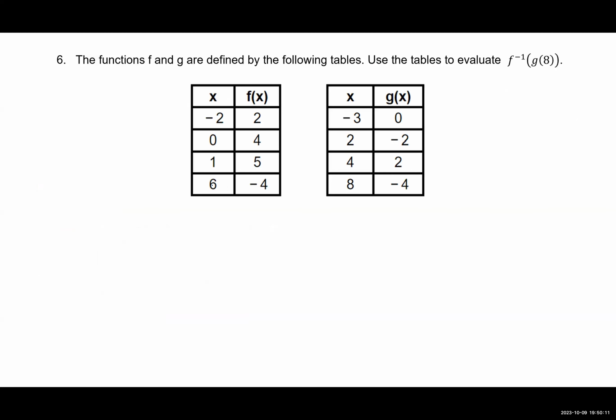Now, one more. We've been dealing with functions expressed one way, as an equation, y equals a function of x. Here's a function defined for each of the functions has only 4 points. So the function f has 4 points. The first point is -2, 2. The second point is 0, 4. The next one is 1, 5. The next one is 6, -4. And the g function as well. Each pair is a point, -3, 0, and so on.